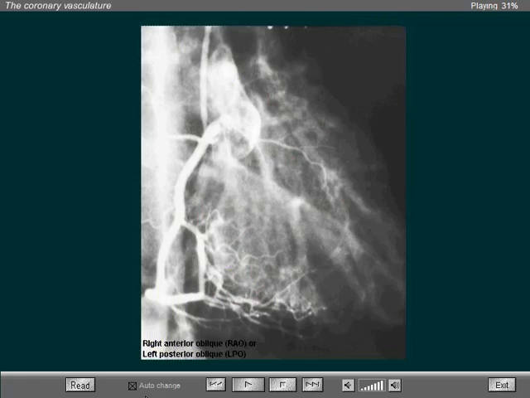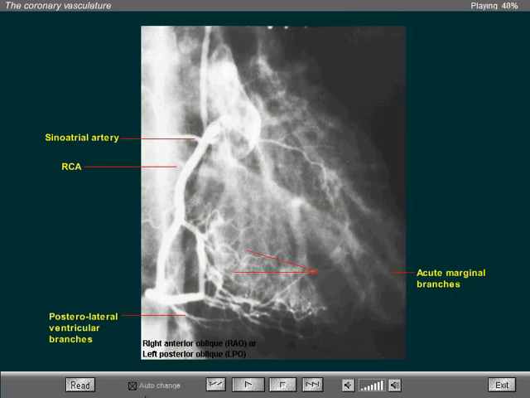This left posterior oblique coronary angiogram shows a large branch that comes off the right coronary artery. It is the sinoatrial branch, and it is the first dorsal branch coming off the right main coronary artery. Note that it gives off some atrial as well as right ventricular branches and eventually ends in the vicinity of the crux of the heart.